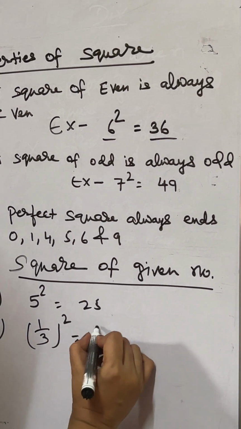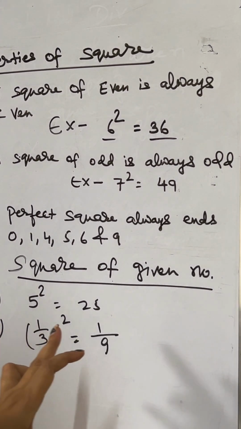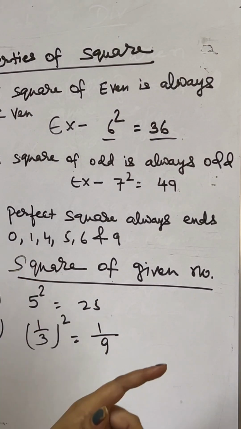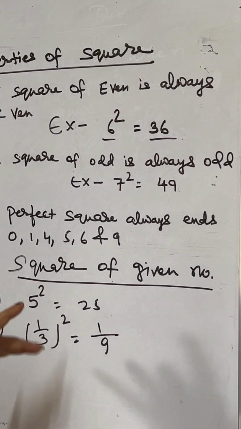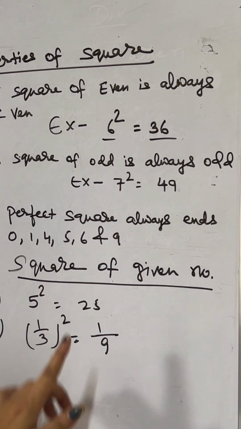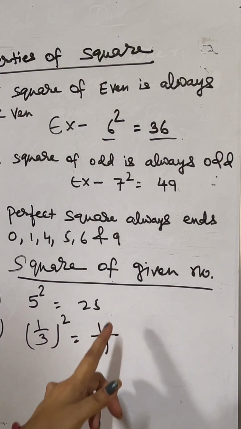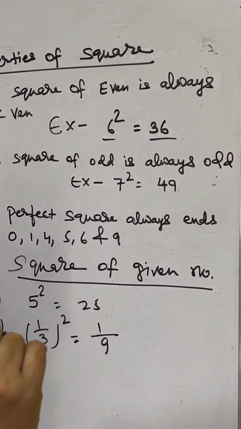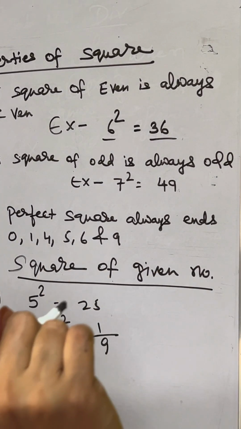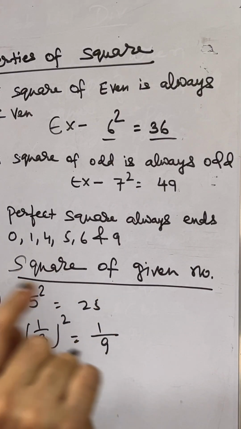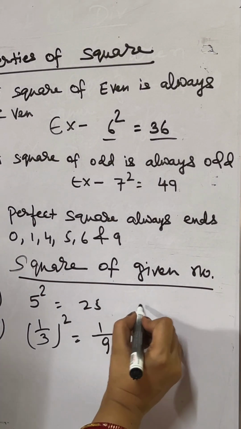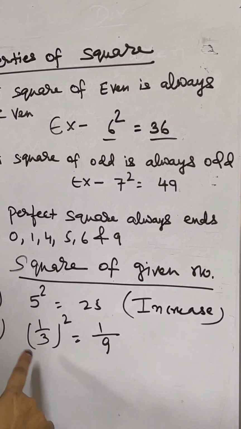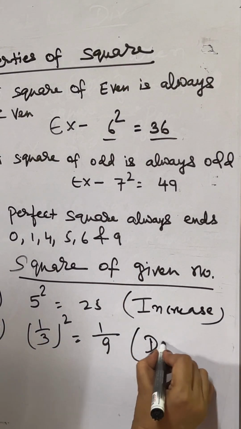So what have you got? Here one property arises: the square of a fraction is always less than the original fraction. 1 by 3 is a fraction. When we find its square, it will be 1 by 9, which is less than the original fraction 1 by 3. The square of a whole number or natural number always increases, but the square of a fraction decreases.